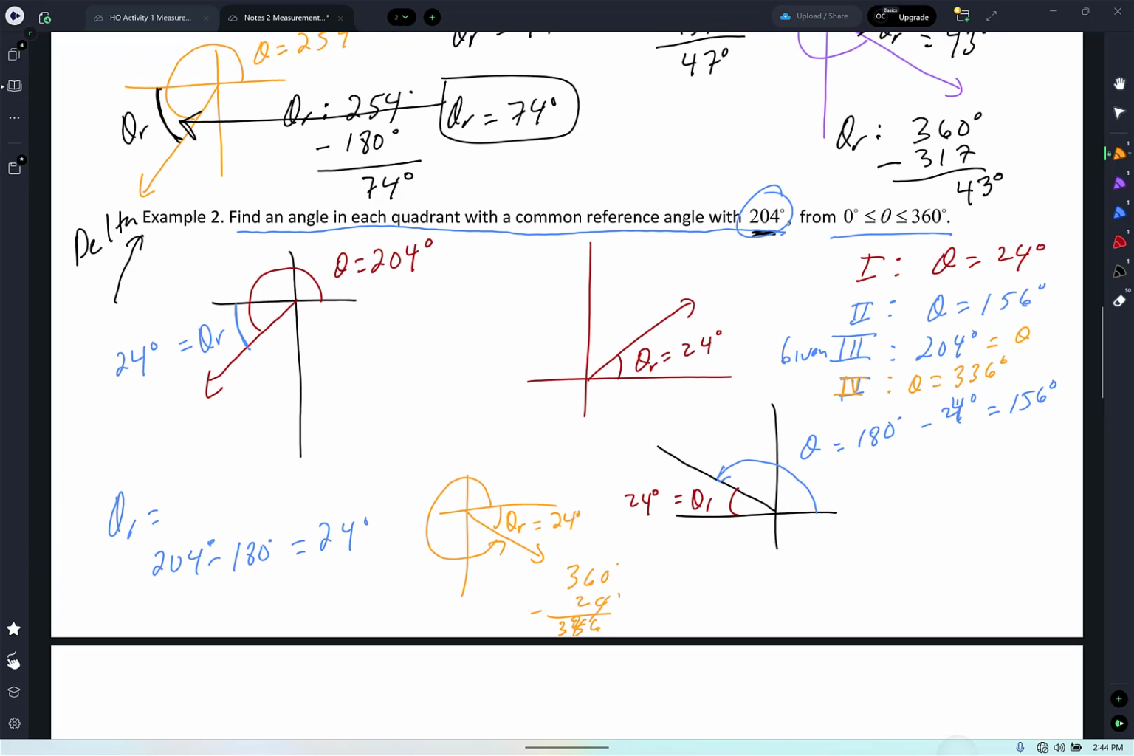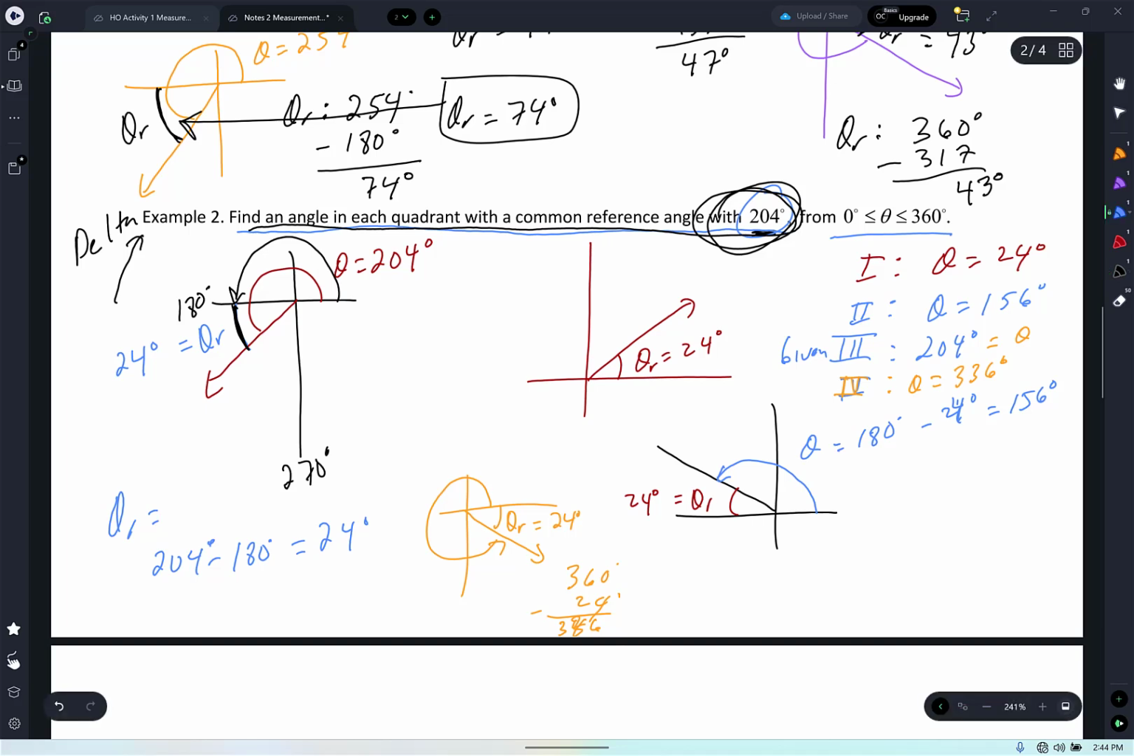Well, that one was given to me. That's the question they had. It says find an angle in each quadrant with a common reference angle with 204 degrees. So they're telling me, give me the reference angle when my angle is 204. So I went to 204. There's my 204. I know that I'm in quadrant 3 because 204 is between 180 and 270. And then I just took 204 and subtracted 180 to find my reference, because the distance between the positive x-axis and the negative x-axis is 180.